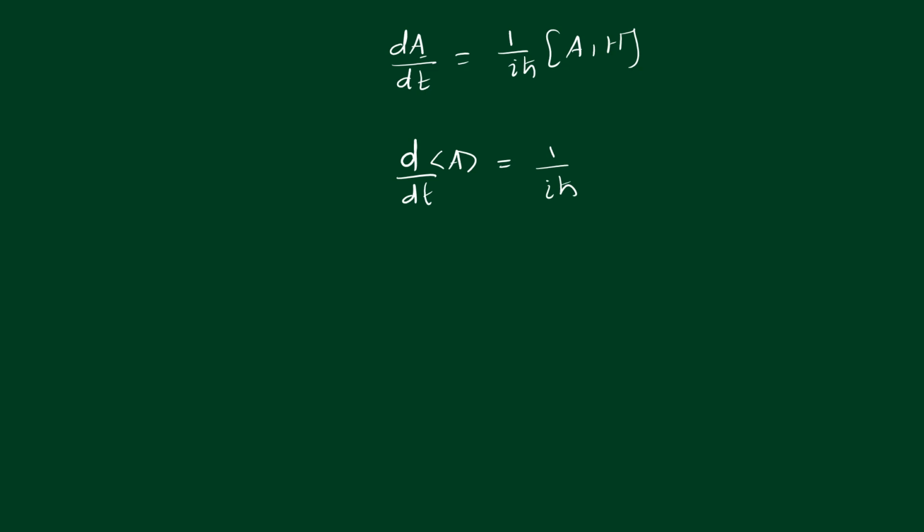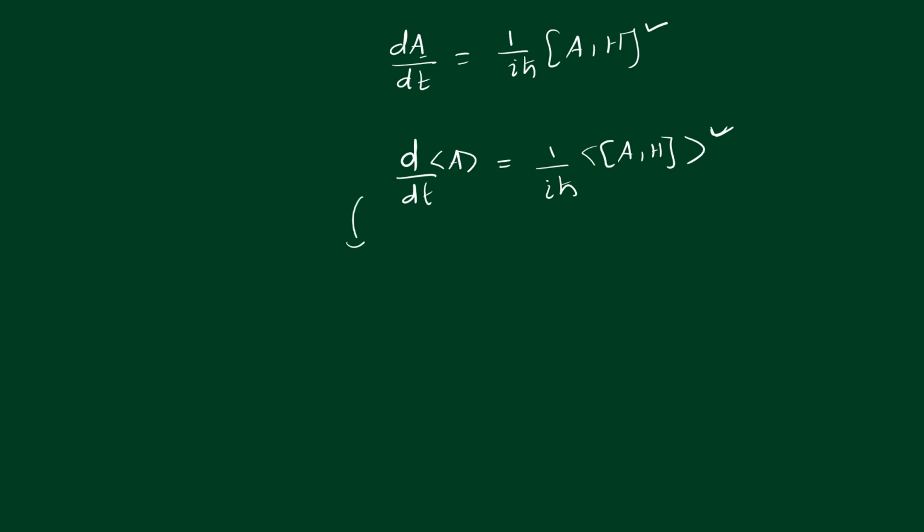Okay. We started with the Heisenberg equation of motion, dA/dt is equal to 1 divided by iħ times the commutator of A with H. This equation is valid only in the Heisenberg picture because operators are time dependent only in the Heisenberg picture. But if we take the expectation value on both sides, this equation is valid in both the Heisenberg picture and the Schrodinger picture because the expectation values are the same in both pictures. Whereas the earlier equation is valid only in the Heisenberg picture.